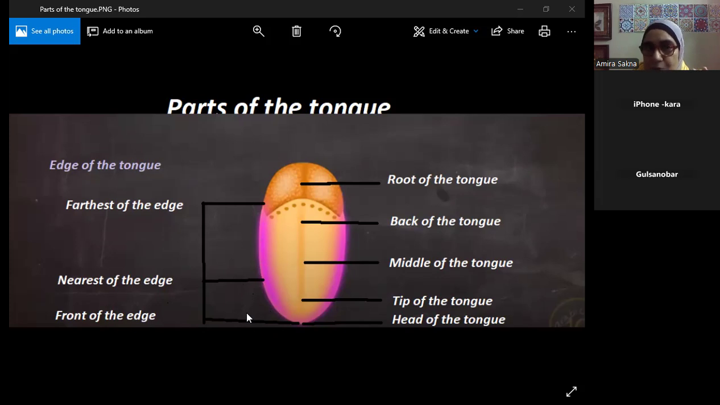This is in general. I'm going to talk in specific, okay? So this is where we are going to work today about the edge of the tongue. When I say the edge, it means this pink part, only the edge, not all the tongue. So the edge of the tongue is divided into the farthest, a little bit behind the back of the tongue, and then the nearest between middle and tip, and then the front, equal to the head. Okay, let's move to the second main sharing.